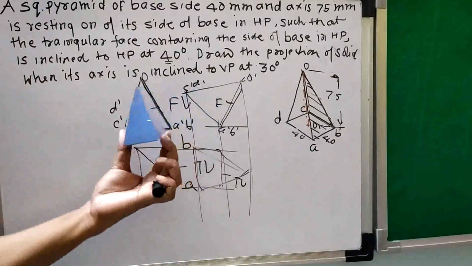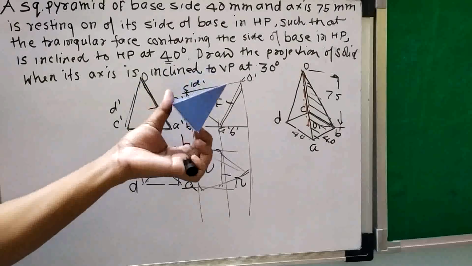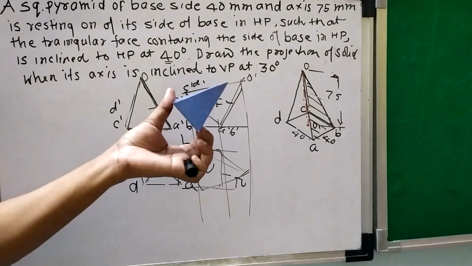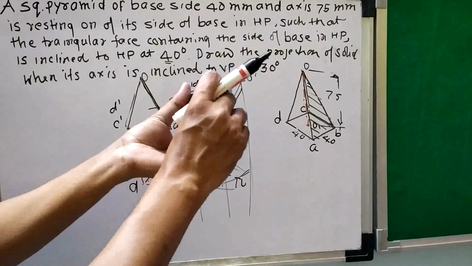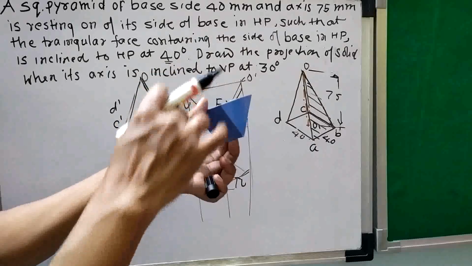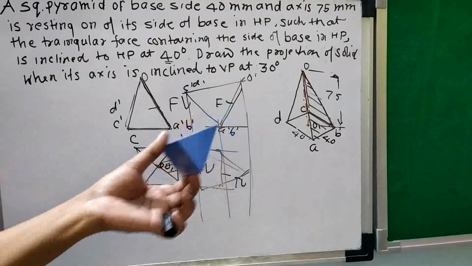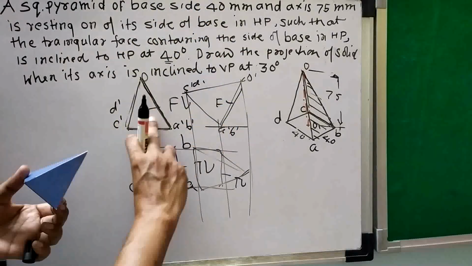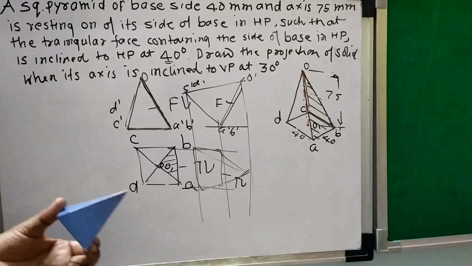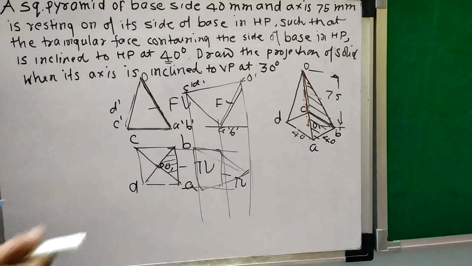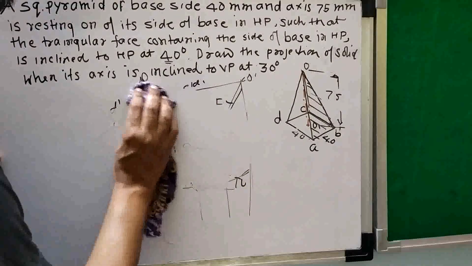So this will be my first step. Second step: the first step is to keep it on the HP, the second step is making the inclination with the HP, and then third, turn this inclination axis with VP and find its front view and top view. So in this way I will solve this problem in first, second and third step. So let's start. I have explained the conceptual thing, how we are going to solve this problem.